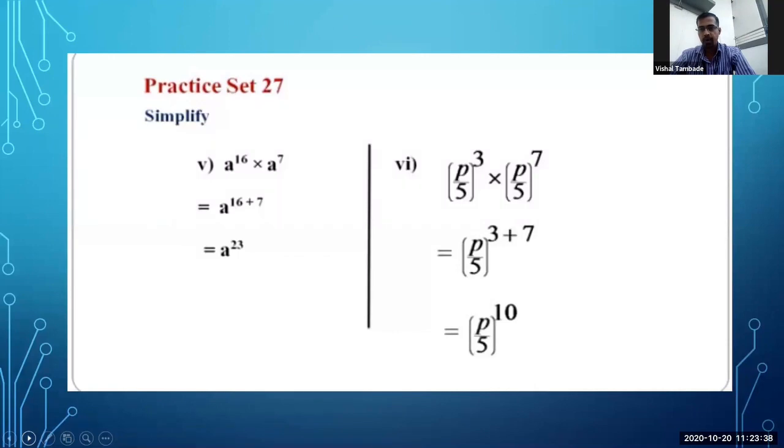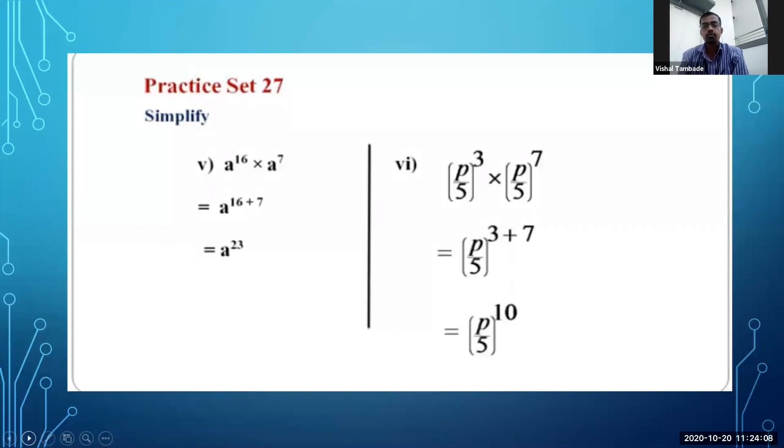Now, sixth one. P upon 5 raised to the power 3 multiplied by P upon 5 raised to the power 7. Here the base is also the same, P upon 5. We take P upon 5 one time, then add the power, 3 plus 7. What is the answer? 3 plus 7, our answer is 10. Means, what is our final answer? P upon 5 raised to the power 10.